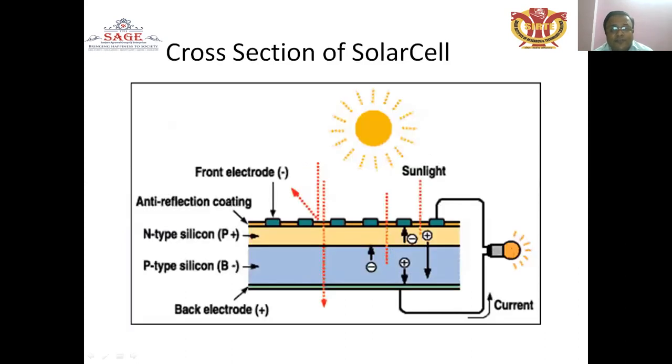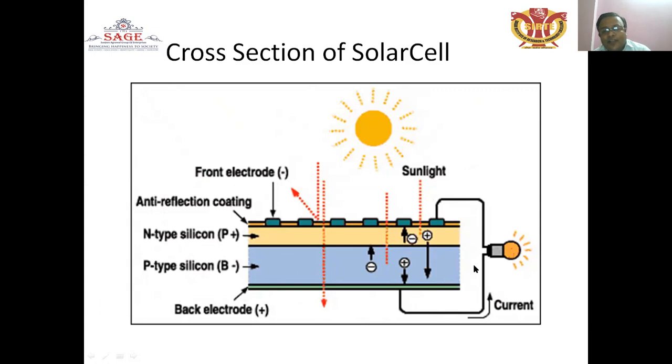What is the cross section of a solar cell? This is the cross section of a solar cell, with N-type and P-type silicon, that is the P plus and the N minus. The back electrode is positive and the front electrode is negative. So the front electrode is in negative form, and the back electrode is positive. Then the anti-reflection coating is where the sun rays come from the sun, and the current is flowing through these sides.